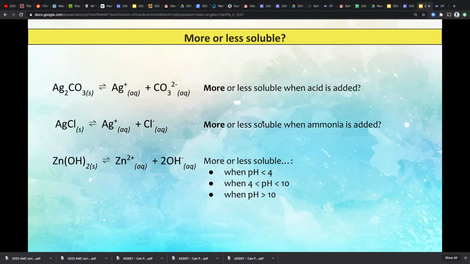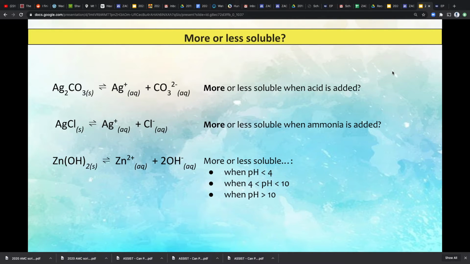Keep moving through it. So we answered this question, right? With silver chloride, we could increase the solubility when adding ammonia. Why? Because ammonia is what we call a ligand. It bonds around that central metal to form a complex ion, removing the silver from the system. So equilibrium shifts to the right, forming more products. More will dissolve.